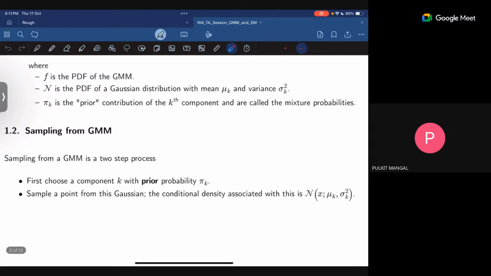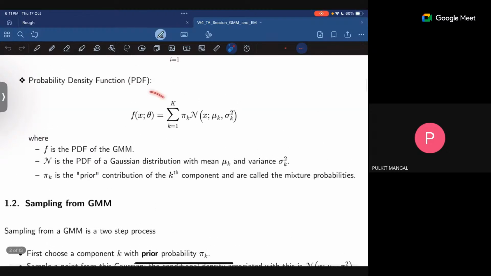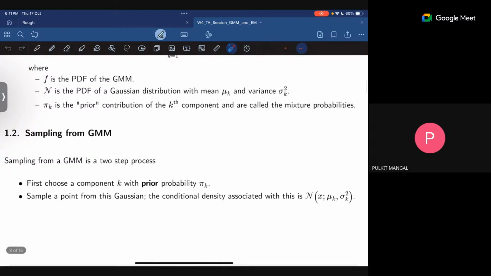Till now, is the story clear to all of you, how you sample from the GMM? If this part is not clear, we will look at a few examples and maybe after that it will be clear, but I hope the sampling from GMM is clear to everyone. First you choose the component, and then you sample your data point from the chosen component. Is it clear to all of you?